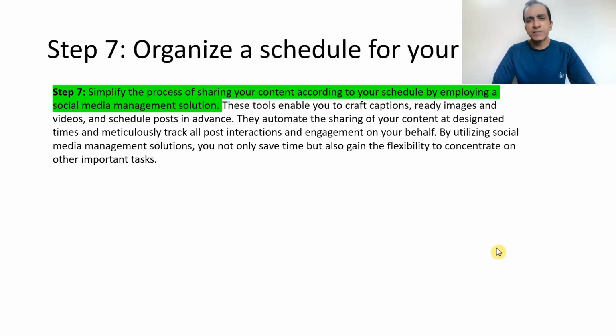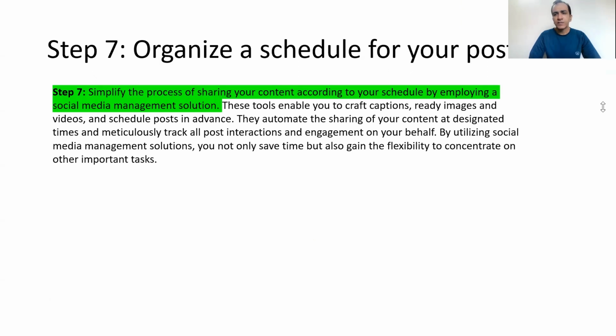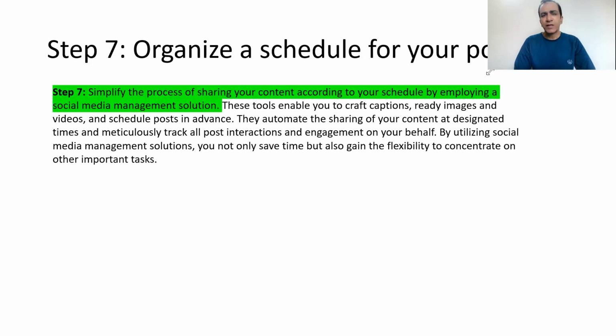Step number 7 is organize a schedule for your posts. Simplify the process. See, organizing a schedule simplifies the overall social media load that a social media manager has to take on, and there is no need to remember the post timings or days. There are a lot of free and paid tools available which you can make use of and simplify the overall process of your content sharing according to the schedule.